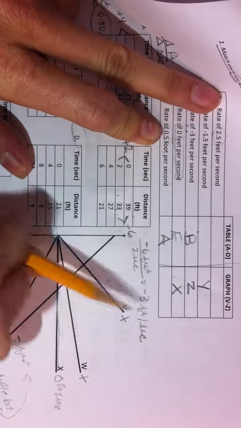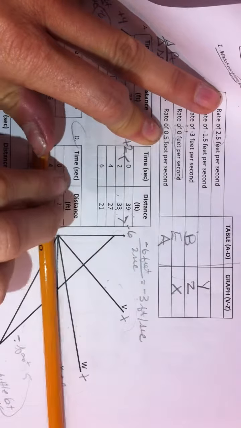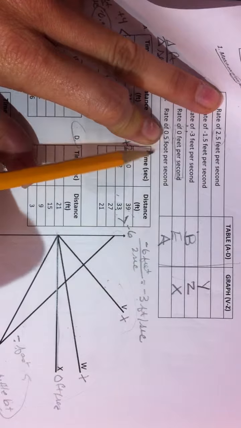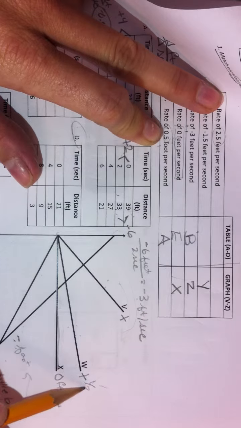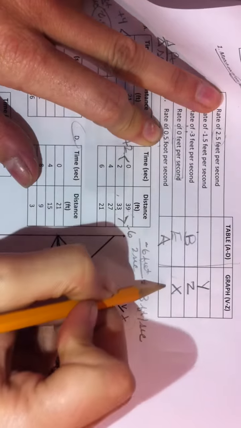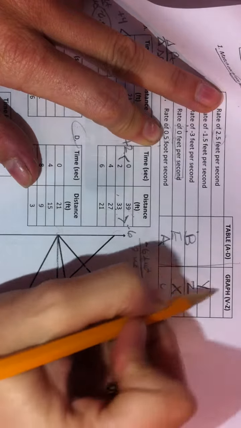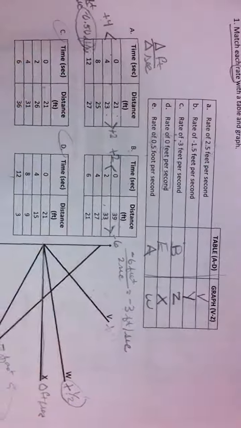So you've got to decide which is 0.5 and which is 2.5. Remember, the faster you are, the steeper you're going to be. The slower you are, the flatter you are. So 0.5 is not very fast. That's like a half. So this is pretty close to a half. So this guy is going to be W. That looks like 2.5, and so this one's going to be V. All right, you guys can finish the rest.